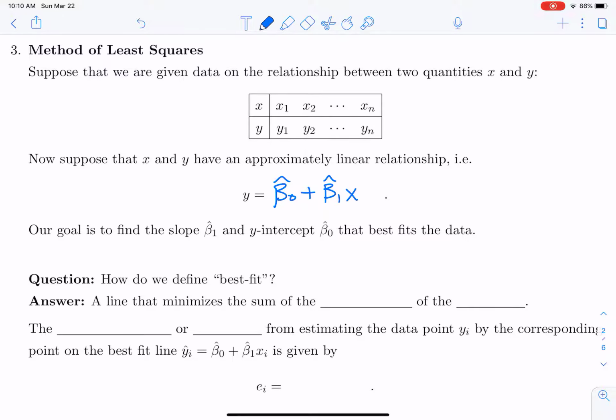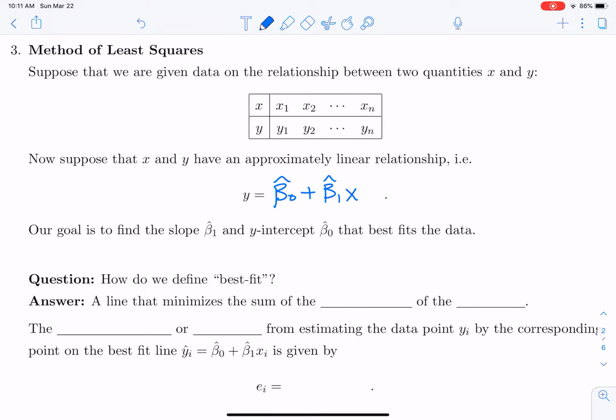So we're thinking of beta 0 hat as being an estimator for the true intercept beta 0, and beta 1 hat as being an estimator for the true slope beta 1. And our goal is to figure out how to find that slope beta 1 hat and that y-intercept beta 0 hat.